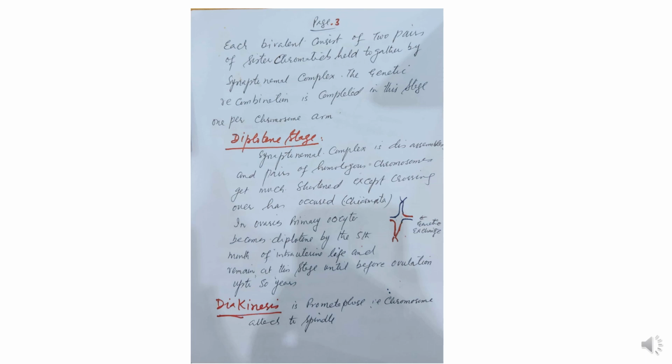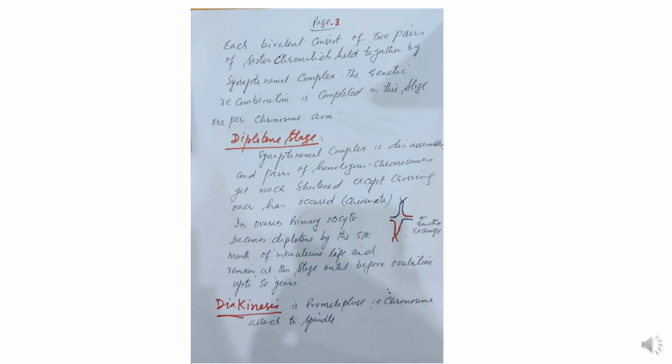In the diplotene stage, the synaptonemal complex is disassembled. As previously shown, the two chromosomes held together by the synaptonemal complex dissolve, that is, the adhesive material is dissolved, and the pair of homologous chromosomes become much shortened, except at the points where crossing over has occurred, the chiasmata, which remain there.